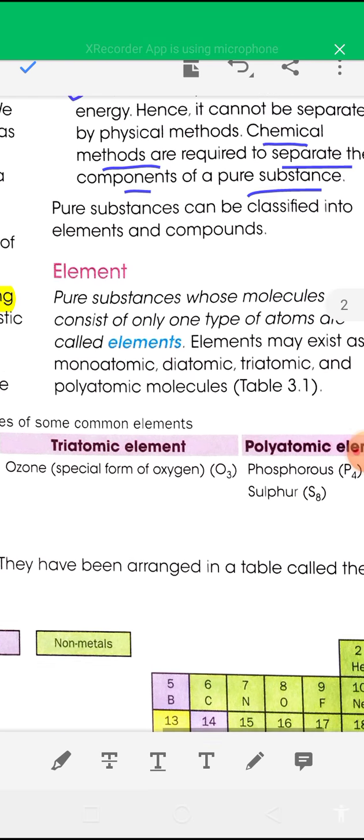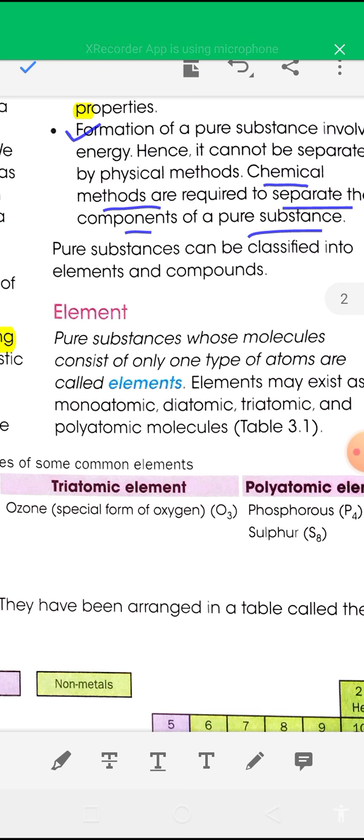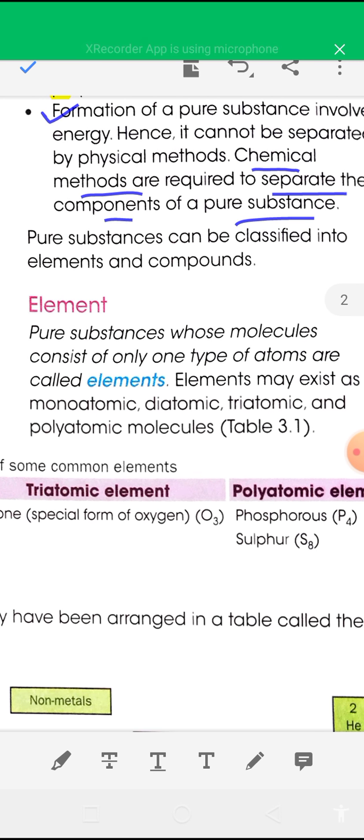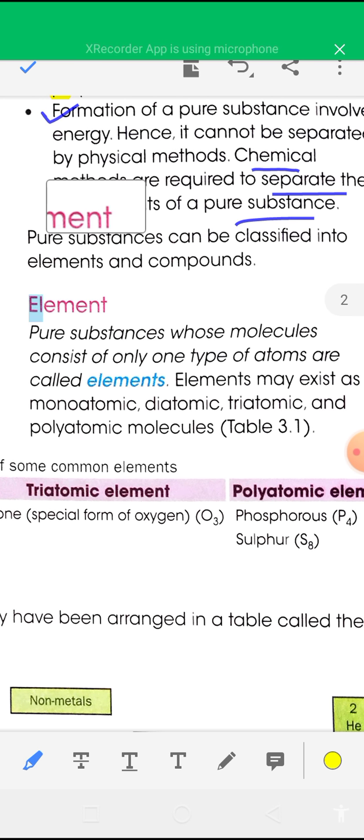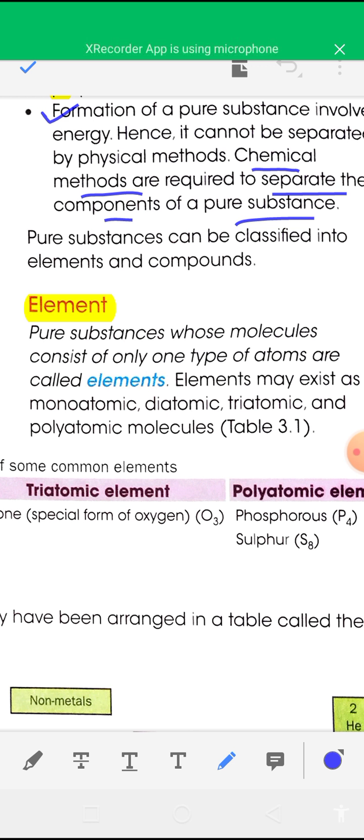Now see, the first type of pure substance is elements. A pure substance whose molecules consist of only one type of atoms is called an element.